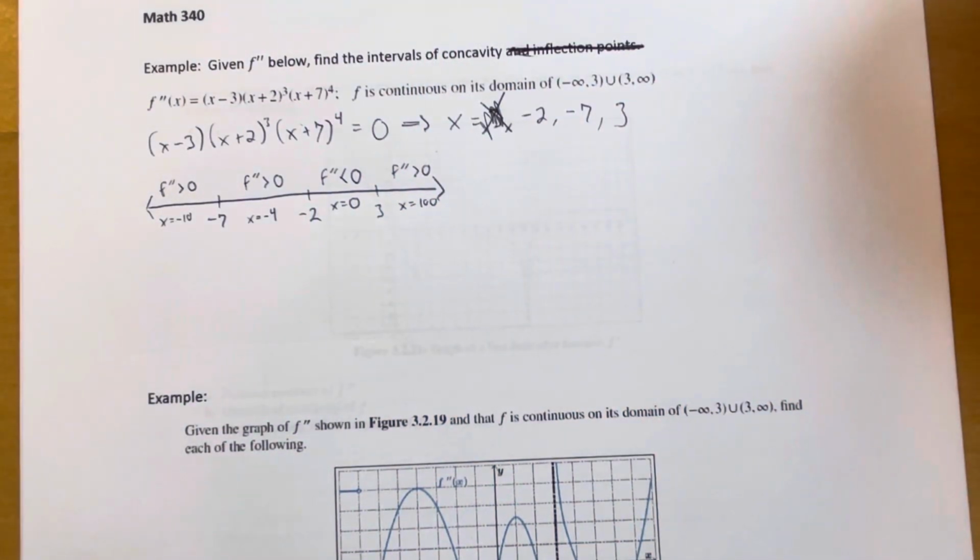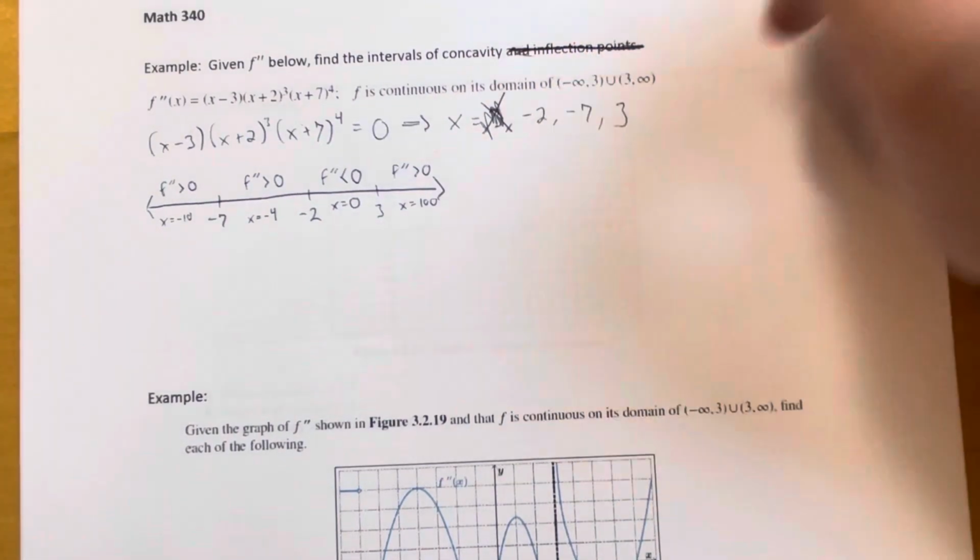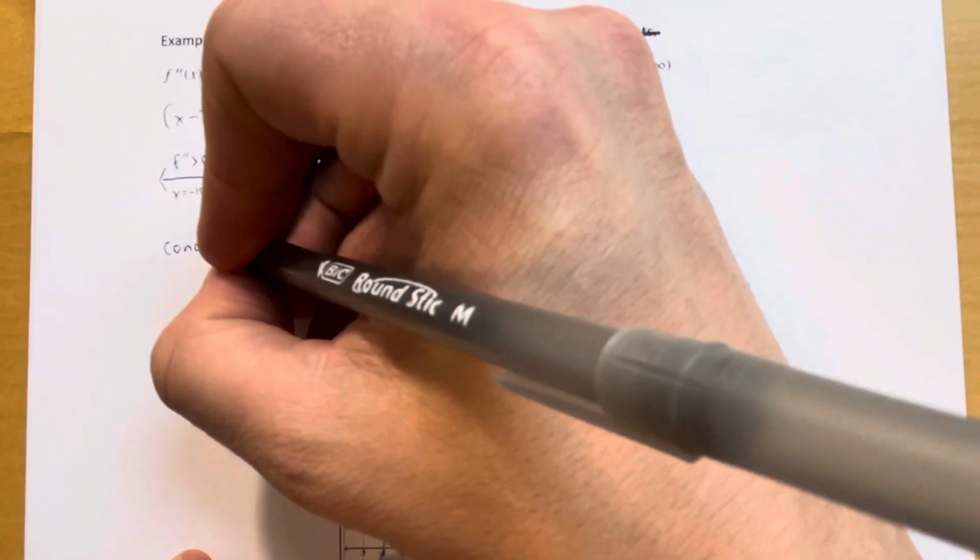Okay, so now using that information, we're only interested in the intervals of concavity for this problem. So where are we concave up and concave down?